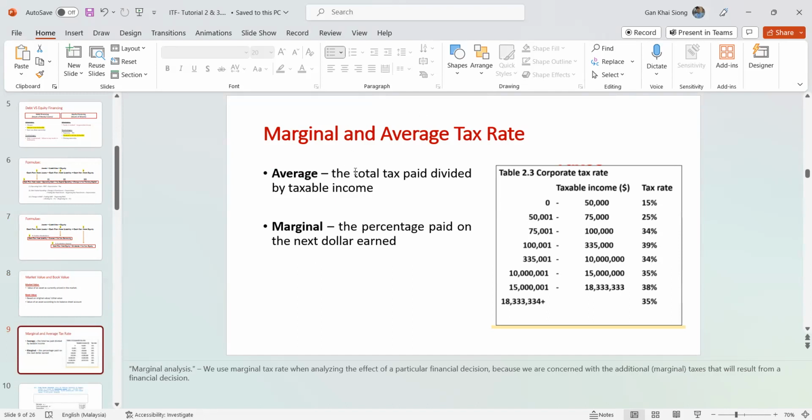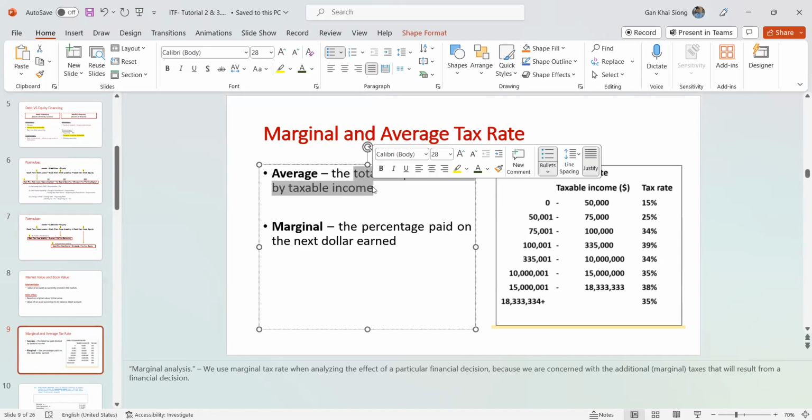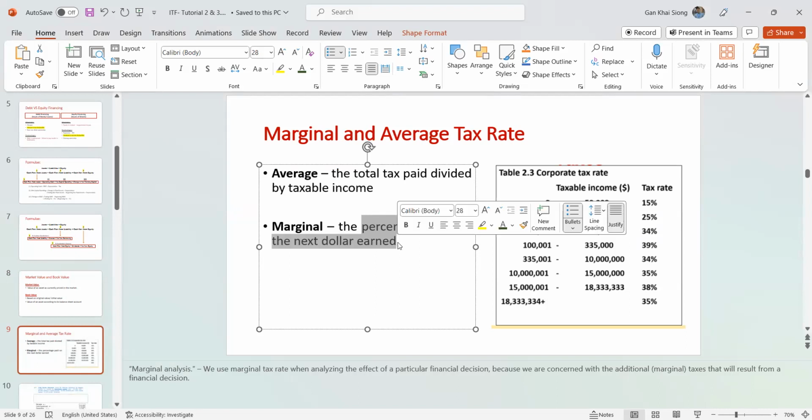Average tax rate means the total tax paid divided by the taxable income. That means on average, how much percent of tax is being paid from my income. Okay, we will do a calculation later on. So for this one, it's more on calculation. And then marginal tax rate means the percentage of tax that I have to pay for the next dollar that I earn.